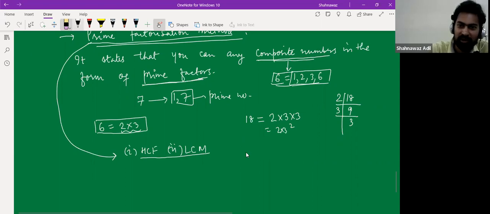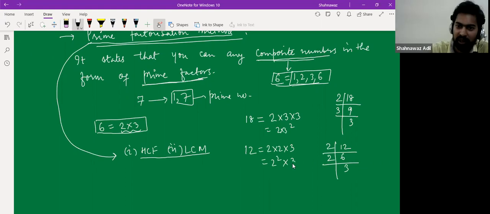So 12, you can write as 2 into 6, which is 2 into 2 into 3. So 2 square into 3, right, Nuha? Yes, sir. So what is the prime factorization of 18? It is 2 into 3 square, right? Yes. And what is the prime factorization of 12? It is 2 square into 3, right?